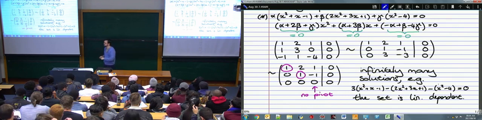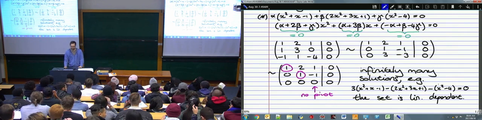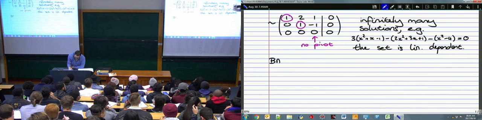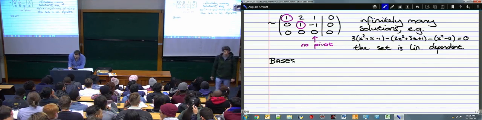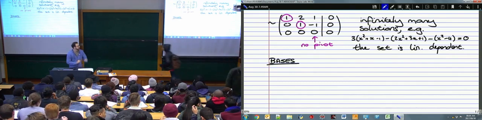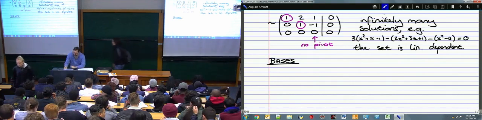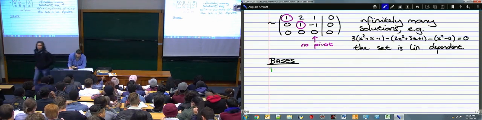And we're going to move now to a discussion of bases. Okay, so bases. That's the plural form. The singular form is basis, but let's write up a definition for a basis.